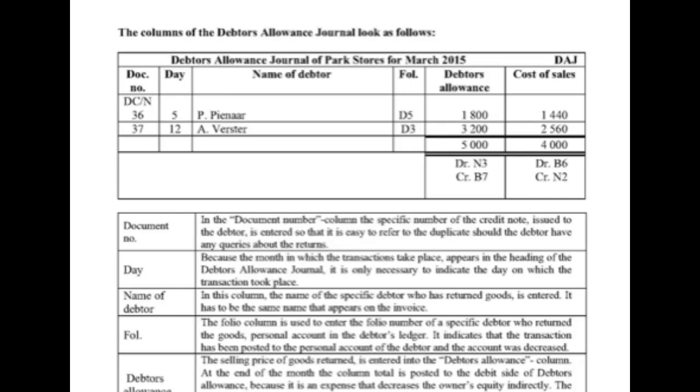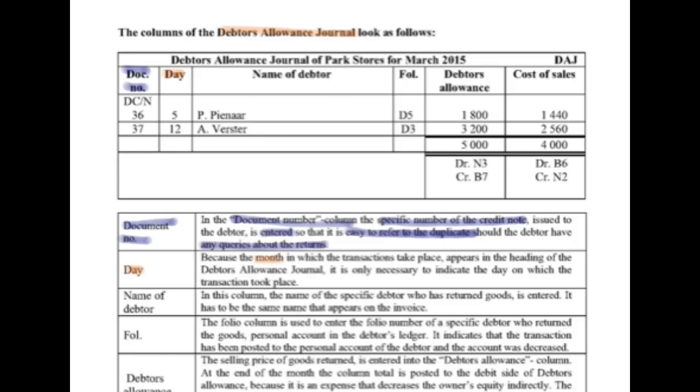Our returns journal is then the debtors allowances journal. And let's look at the debtors allowances journal then together. Firstly, we get the document number column. In the document number column, the specific number of the credit note issued to the debtor is entered, so that it is easy to refer to the duplicate should the debtor have any queries about the returns. The second column is the day column.